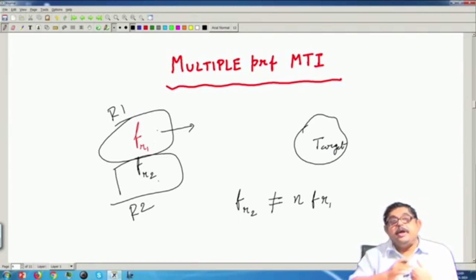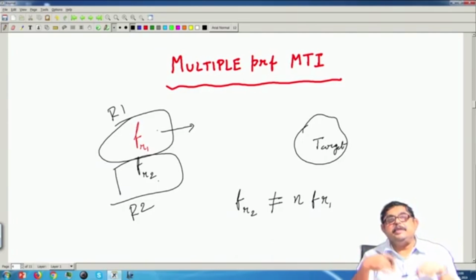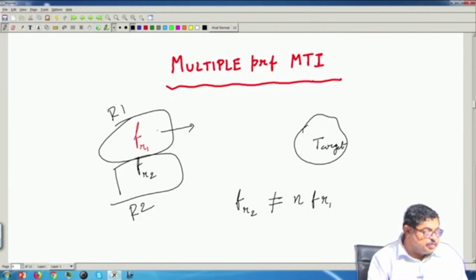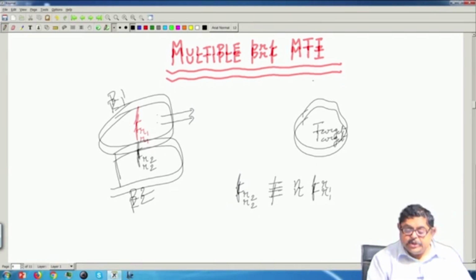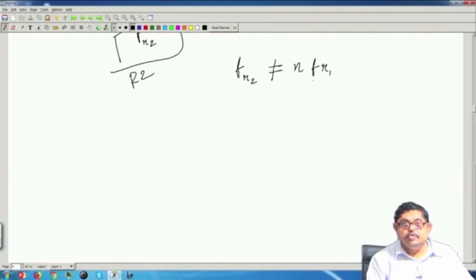So, that we can employ, but this is a costly affair. To detect one target, one radar itself is costly, then putting two is costly. But this concept can be used: the same radar, let us multiplex the PRF in time domain, multiplex the PRF in time domain. That is called multiple PRF MTI radar. So, instead of two radars, one radar can multiplex the two PRFs.